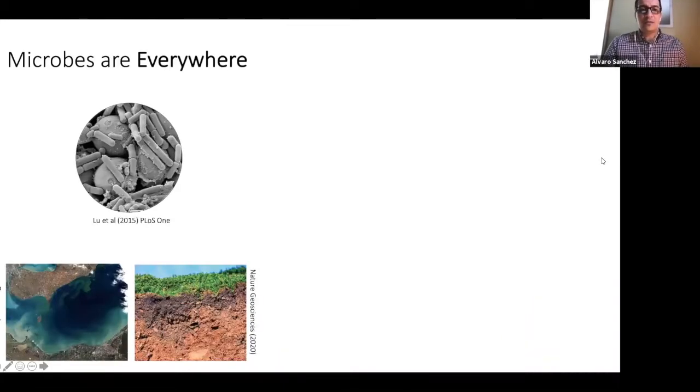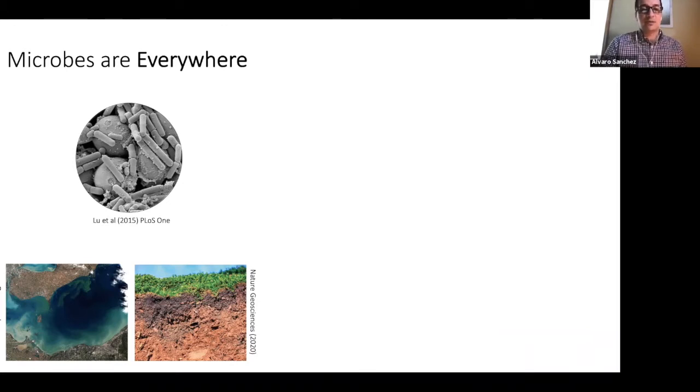What my lab works on is the assembly and evolution of microbial communities. And the main reason why we work on this problem is because microorganisms are everywhere. They're of course the most ancient organisms on Earth. They were here way before plants and animals were on the planet. And you can find them essentially everywhere.